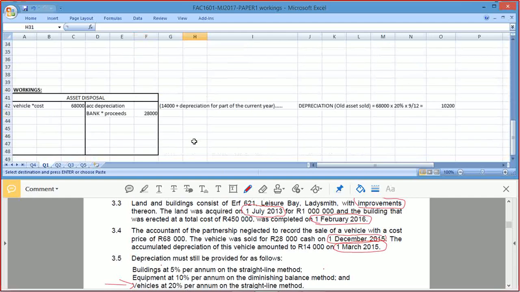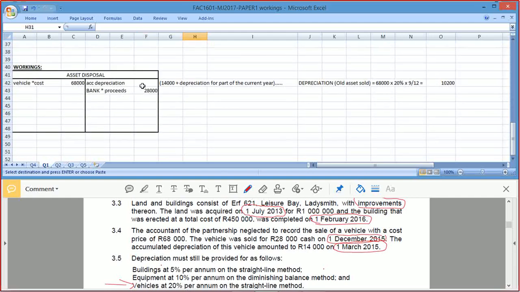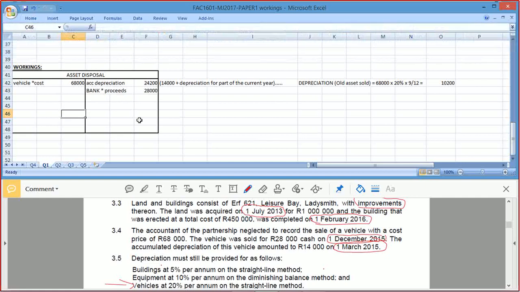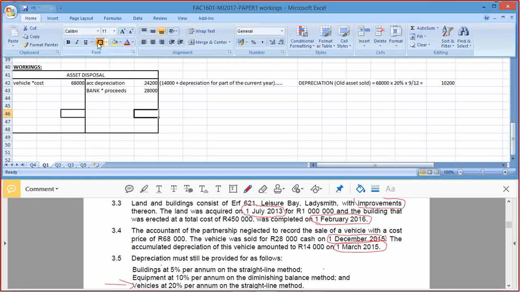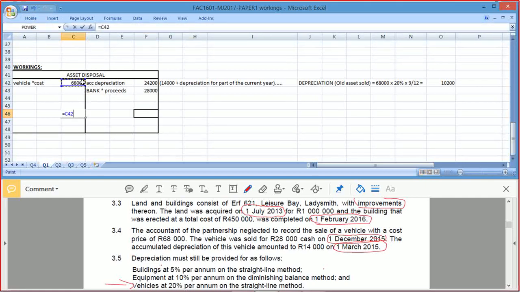So that's depreciation for the old asset sold. I still need to work out if there's a profit or loss. So go back to the question. Do I now know what the total is? Yes, I do. 14,000 plus 10,200 gives me that. Which side's bigger here, left or right? Left is bigger. So you balance this account off. Minus that gives you a loss on sale.